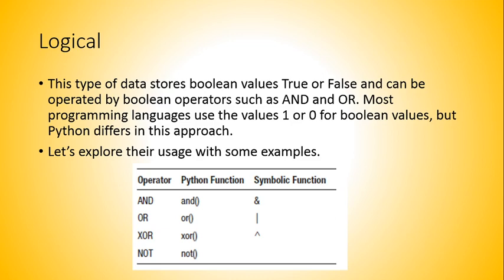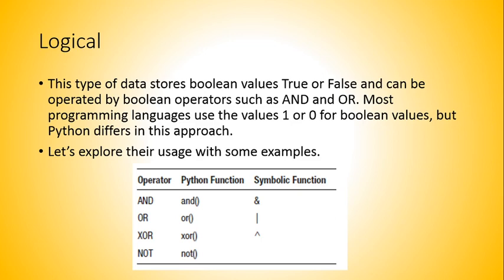This type of data stores Boolean values in true or false form and can be operated on by Boolean operators such as and, or. Most programming languages use the values 1 and 0. For example, in your microcontroller programming, in C language programming, you have already used these features, but Python differs in this approach, and we can explore this one by one.